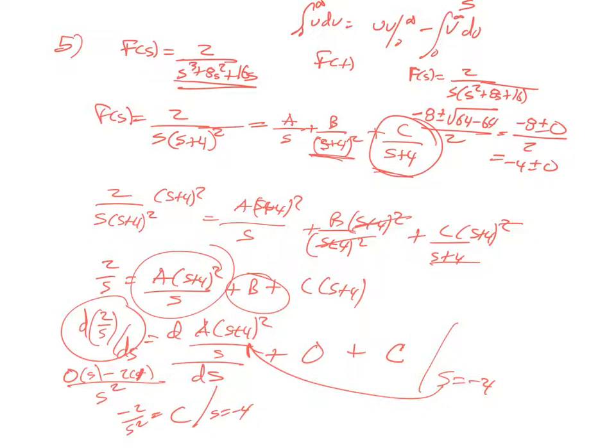Because if I just multiply by s plus 4 and evaluate at s equals minus 4, that cancels out the term I'm trying to solve for, right? I don't want to get rid of the c term. I want to get rid of b. So by taking the derivative and then evaluating at s equals minus 4, then I'm in better shape. Okay?